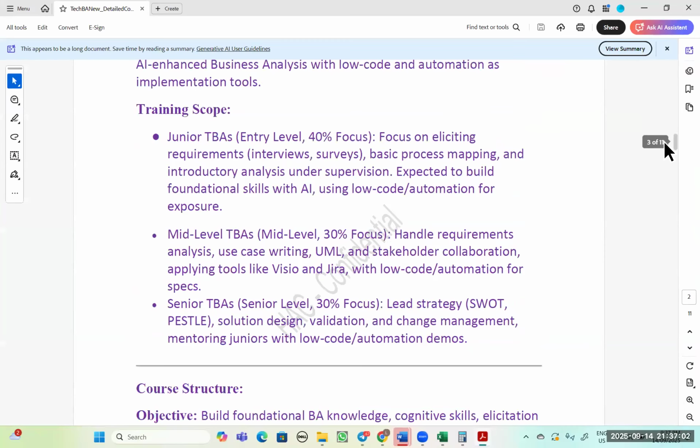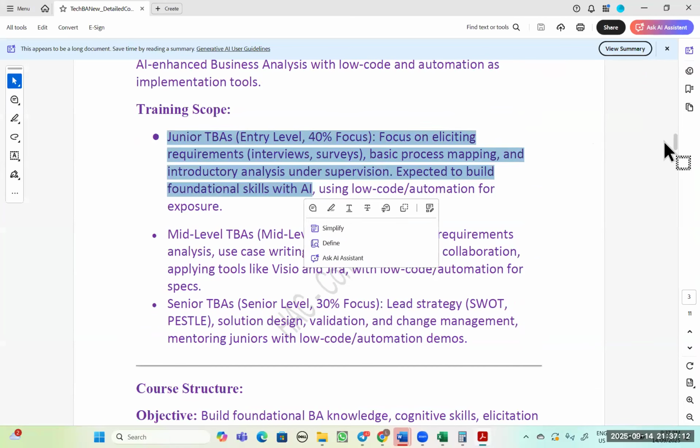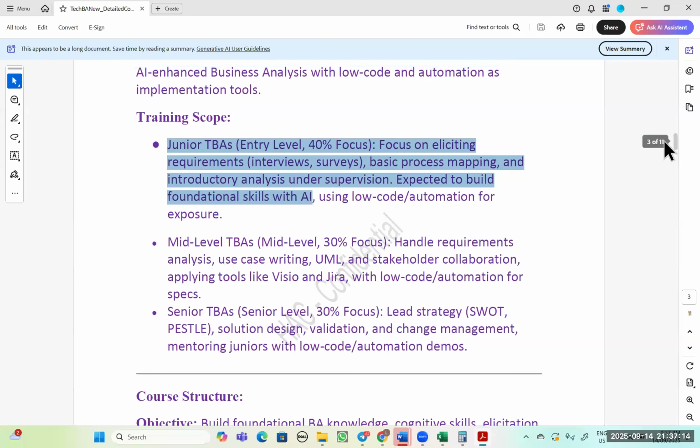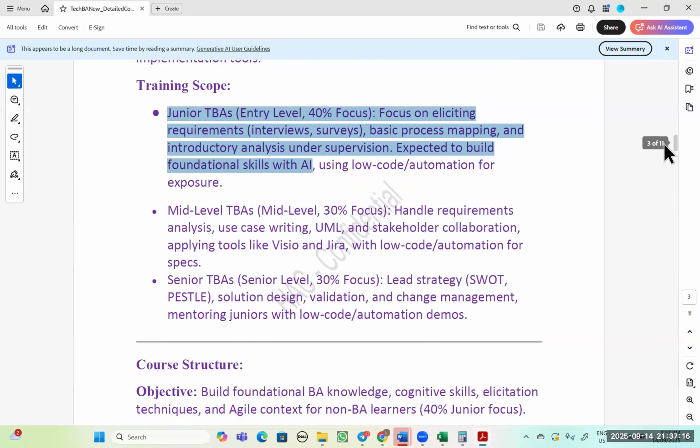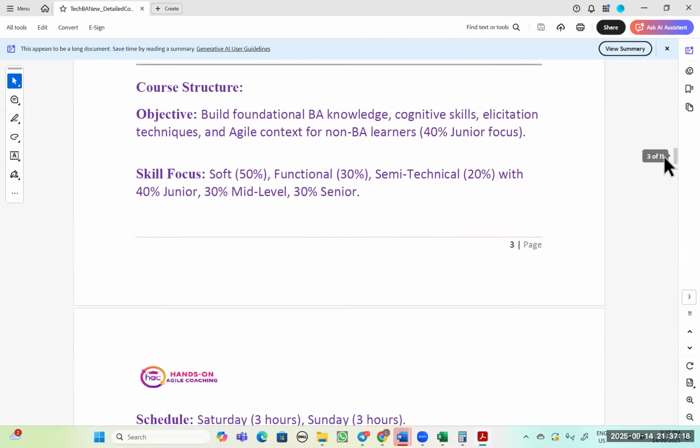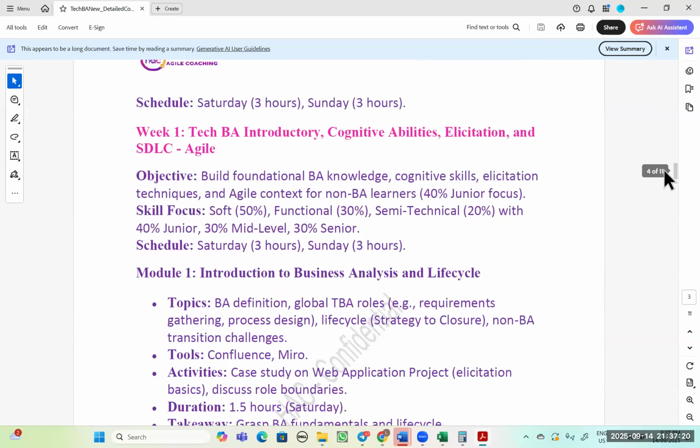So it is a beginner friendly course. Even if you don't have any IT background, you can definitely take this training and target junior tech BA kind of roles. If you are already in IT and can add some experience, you can definitely go for mid level, senior level BA roles. Every weekend you will have classes like this, at this time. You will have Saturday 3 hours, Sunday 3 hours.